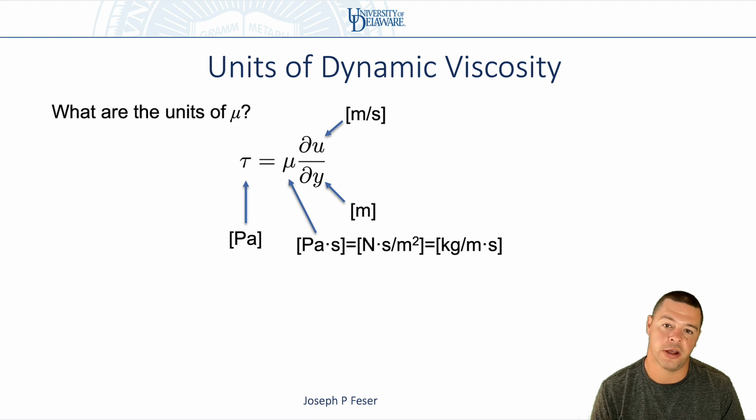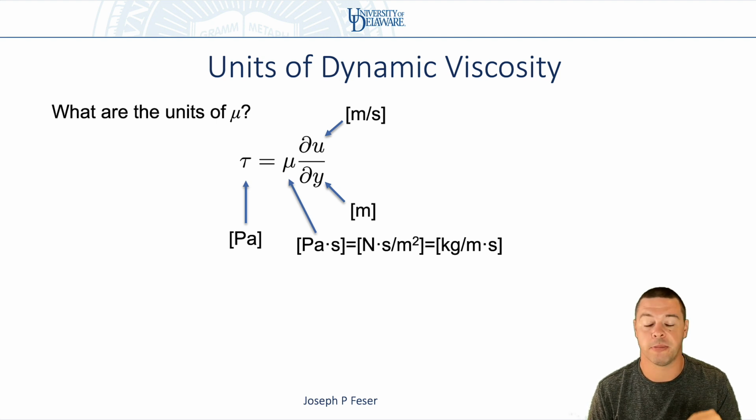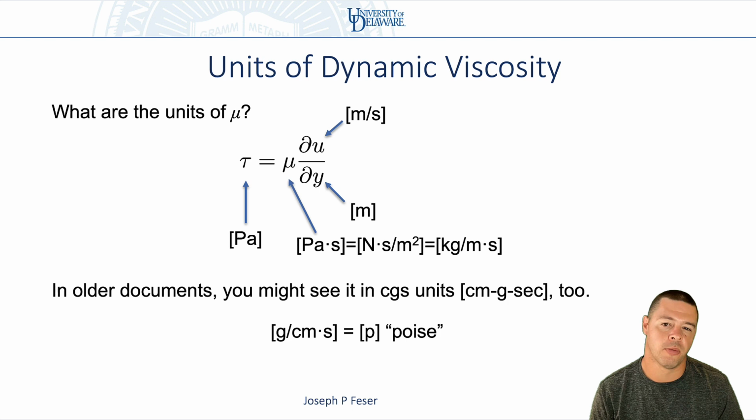Or if you're like a real nihilist, you might actually break newtons down into kilograms meter per second squared, right? So if you break down Newton's second law of motion or whatever into kilogram meter per second squared, then you can see that the total term actually also works out to be kilograms per meter second. That is much less common to find in tables, but is sometimes found. The more common way you might see those types of weird units is if you're looking through really old documents.